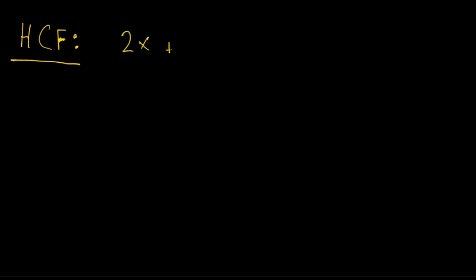2x plus 10y. We need to find the thing that is common for both, the highest common factor, which means the one that both terms are divisible by. And let's look at the numbers, right? We have 2 and we have 10. Is there a highest common factor for both of them? There is. It's 2. Because 2 divided by 2 is 1 and 10 divided by 2 is 5. So we can factor out the 2.